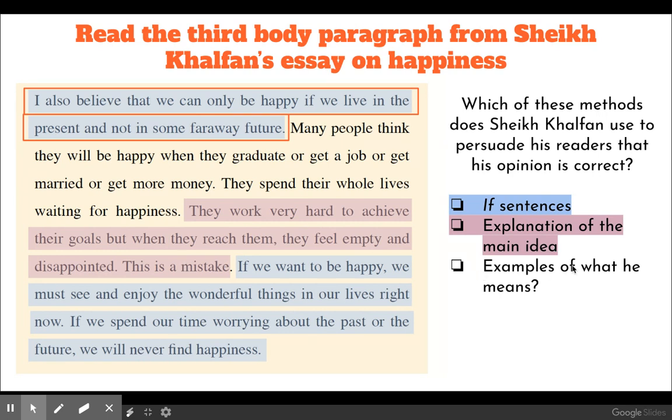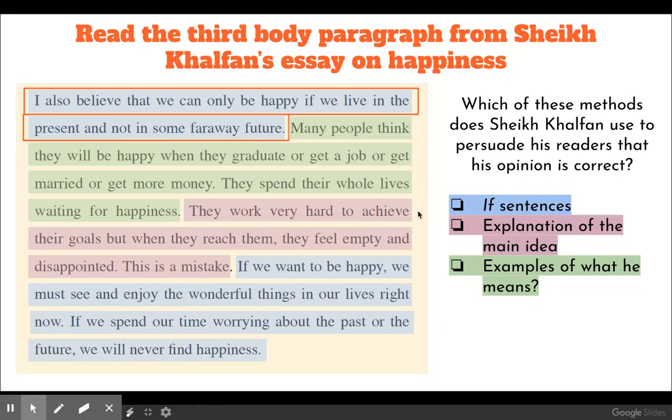And then let's see, the last bit here, he uses some examples right there. Yeah, it's the last bit. And he gives an example about how people think they'll be happy when they graduate, they get a job or money or married, and then they spend their whole life waiting for happiness. So this is examples of how people are not happy if they're only thinking about the future. So in this paragraph, we can see that Sheikh Khalfan uses three different methods to support his main idea.